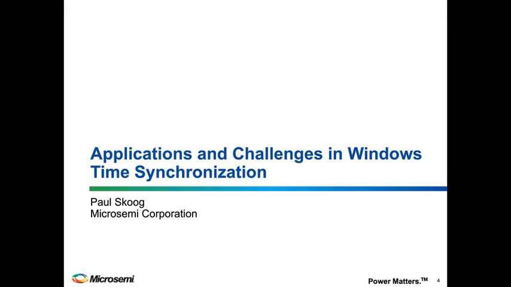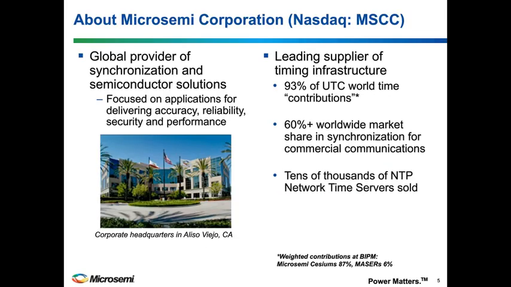So just a little bit about Microsemi, to put it in context. Microsemi is a global provider of synchronization and semiconductor solutions. And you may not have known this, but we're the leading supplier of timing infrastructure. I bring this up because the cesium atomic clocks and the hydrogen masers that we produce actually contribute to 93% of the UTC world time contributions. Why this is important is that UTC, Universal Time Coordinated, is the underlying time structure for NTP, Network Time Protocol, as well as for Windows. And that plays down into the tens of thousands of NTP servers that Microsemi has sold here.